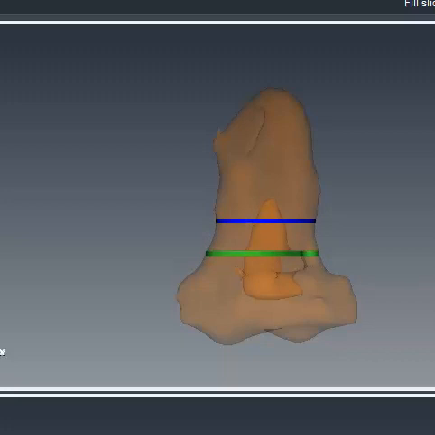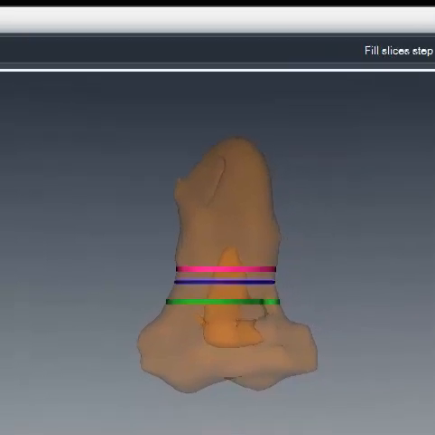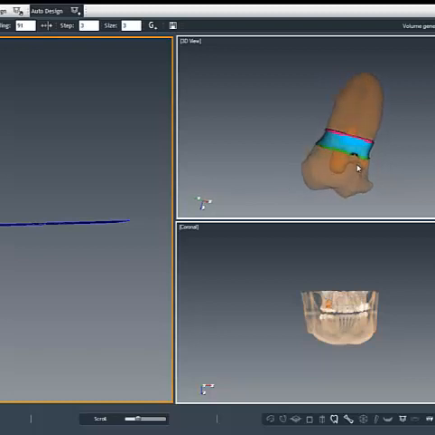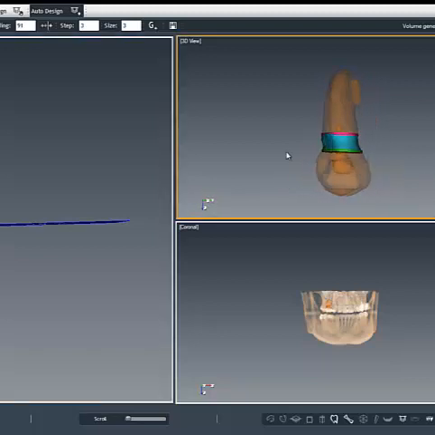We're going to set this as the ending position that we need, and we will tell it to go ahead and generate that volume. This is going to be the volume that will be generated for the emergence profile of the final abutment for the implant that will be placed in tooth number 13 position.